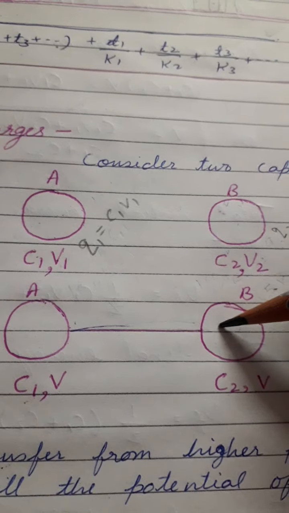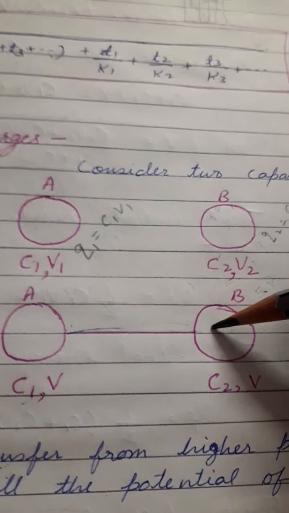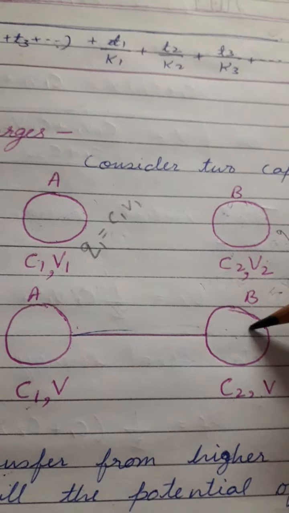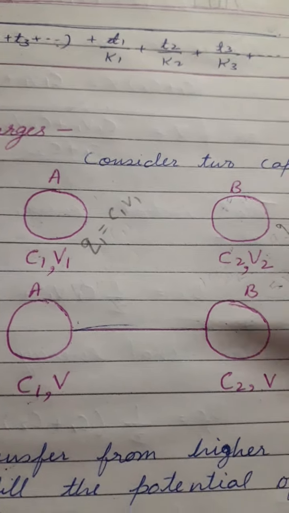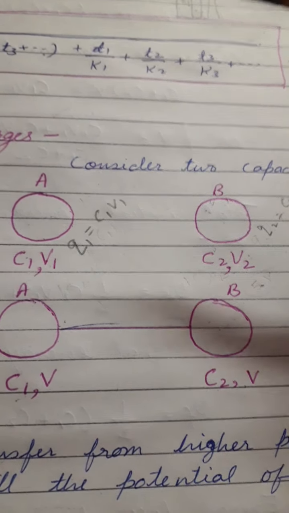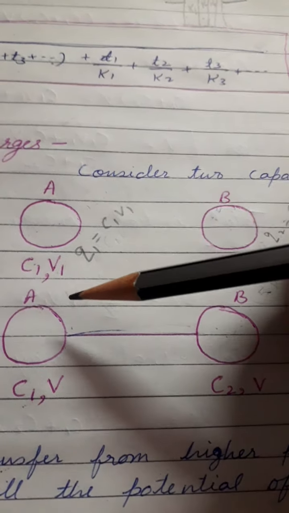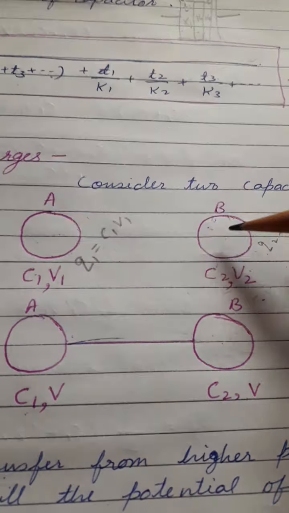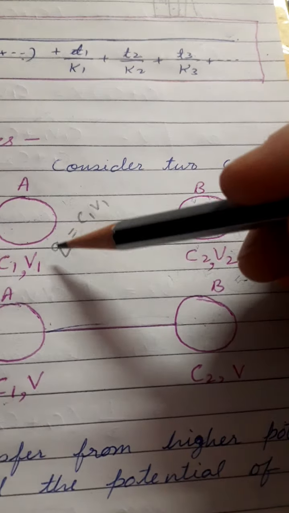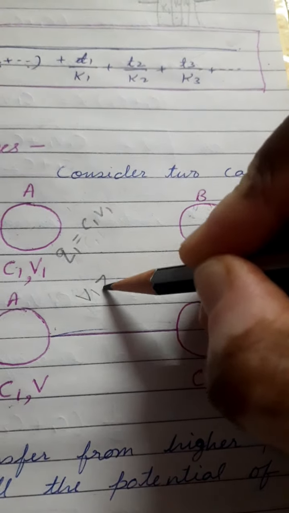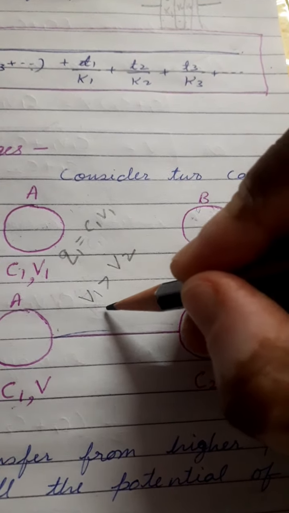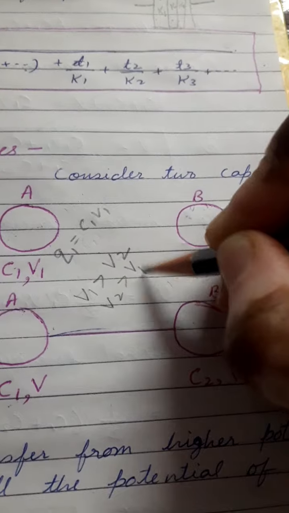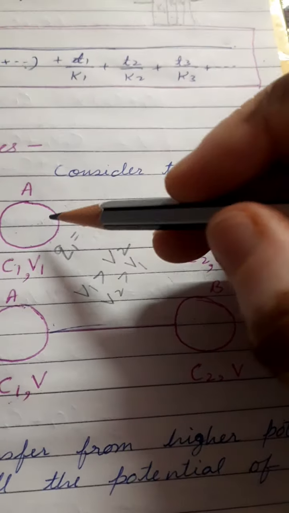Now I have connected these two capacitors by a conducting wire. After connecting these two through the conducting wire, what will happen? Charge will transfer. How will the charge transfer? Always remember, charge always transfers from higher potential to lower potential. If V1 is greater than V2, then charge will transfer from A to B, and if V2 is greater than V1, then charge will transfer from B to A.